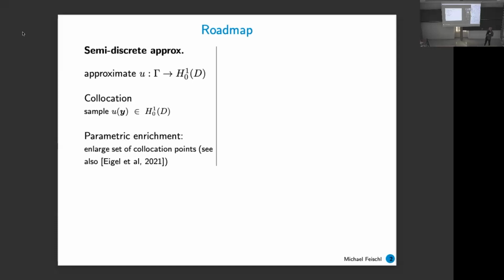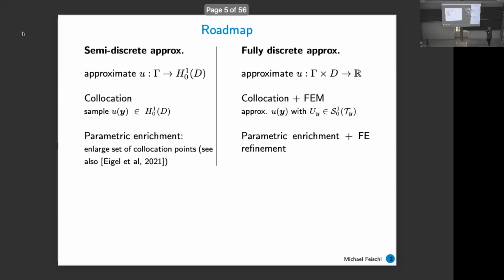They go in a slightly different direction, but they also consider this semi-discrete approach where they approximate the parameter to solution map. But what we did extra is we also consider the fully discrete approximation, where we do collocation plus finite element approximation in an adaptive way. So this means for each sample point, we have to approximate the exact solution with some adaptive finite element scheme, which produces then an adaptive finite element mesh, which we call tau y, which corresponds, of course, to the sample point y. And this space here, S10, is just the standard finite element space, so piecewise linears on triangles. So that's what we call the fully discrete approximation.